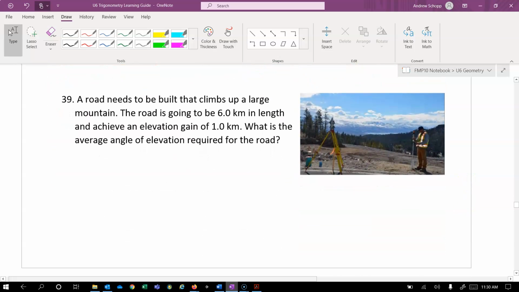A road needs to be built that climbs up a large mountain. The road is going to be 6 kilometers in length and achieve an elevation gain of 1 kilometer. What's the average angle of elevation required for the road?